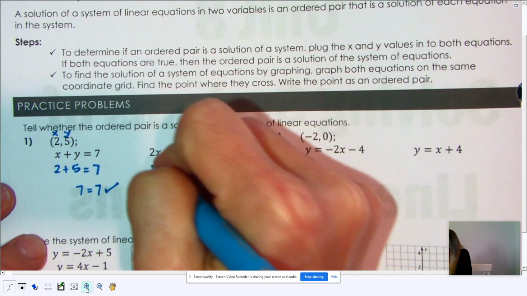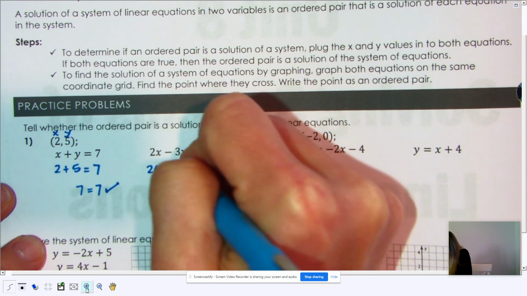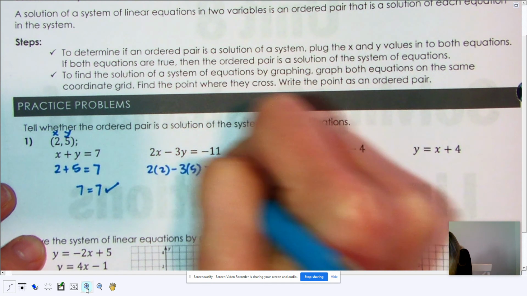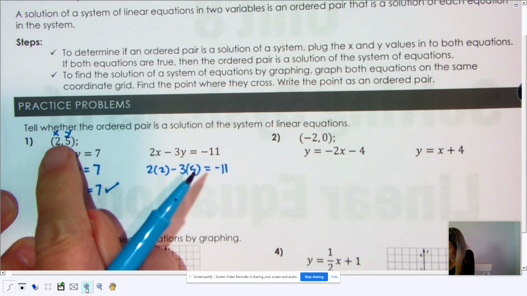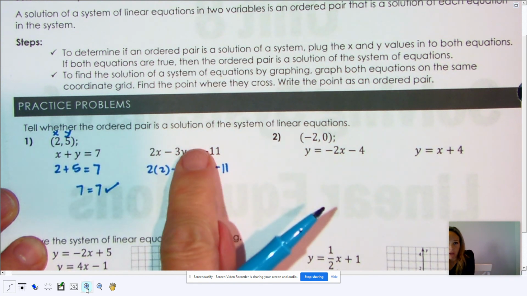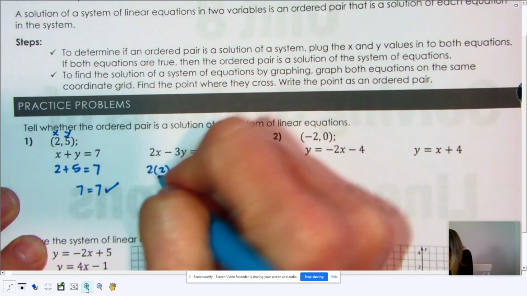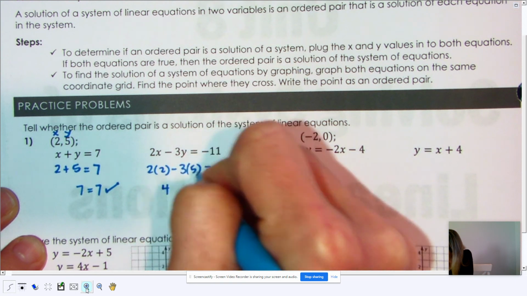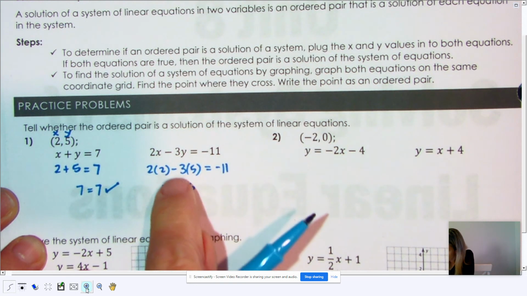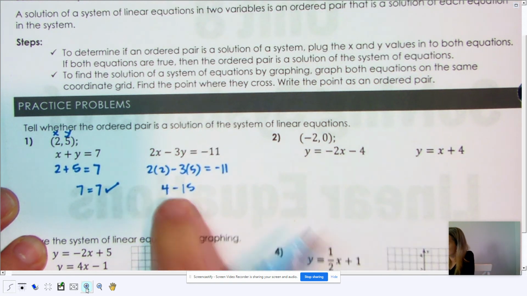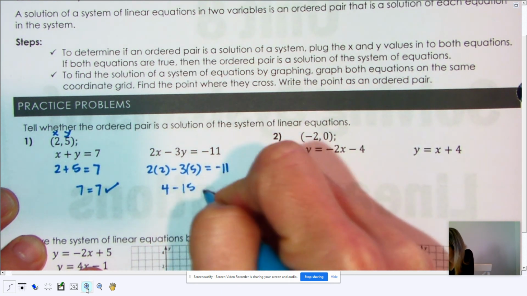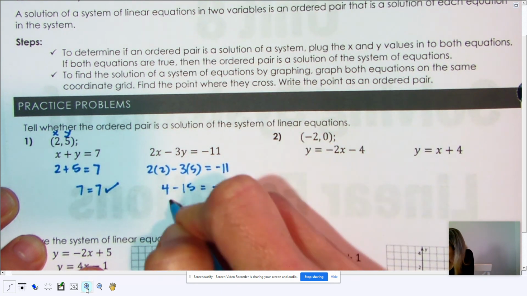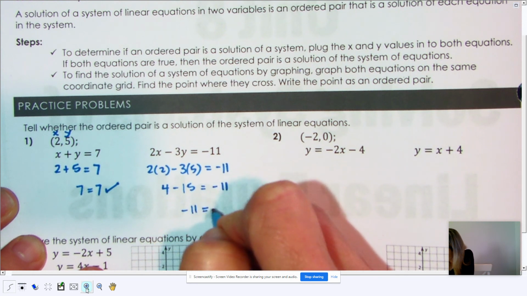So 2 times 2 minus 3 times 5, does that equal -11? Again, I just plugged in the 2 for x and the 5 for y. So 2 times 2 is 4. 3 times 5 is 15. There's a minus right there, so that stays negative because I was multiplying by a positive, equals -11. Well, that is true. -11 equals -11.